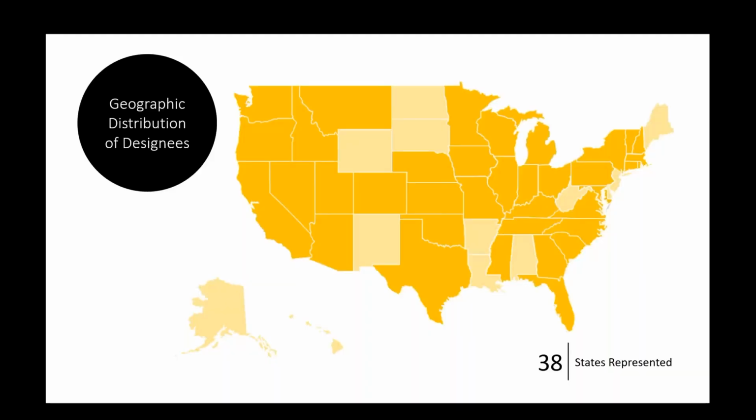Here's a map of the geographic distribution of designees. Currently, we have communities designated in 38 states. As I had mentioned, we're actually well on our way to 300. We have over 250 designees right now, so the race is on to see who will be number 300.